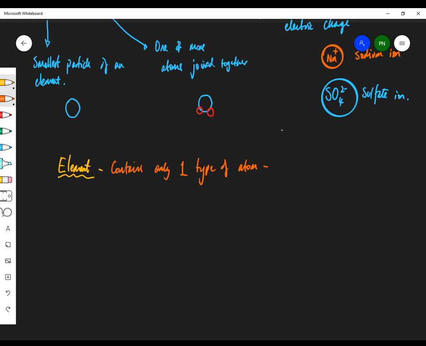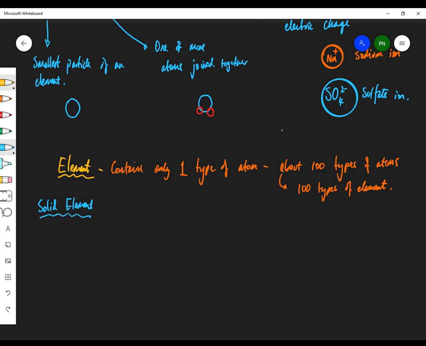Now, how many types of atoms are there? There are about 100. There's a bit more these days, but there's about 100 types of atoms. There's not that many, is there really? 100 types of atoms, and in their various configurations, they make up everything. Therefore, there must be the same number, 100 types of elements, because each atom type is an element. So there's 100 types of atoms, so there's 100 types of elements. Let's have a look at a solid element.